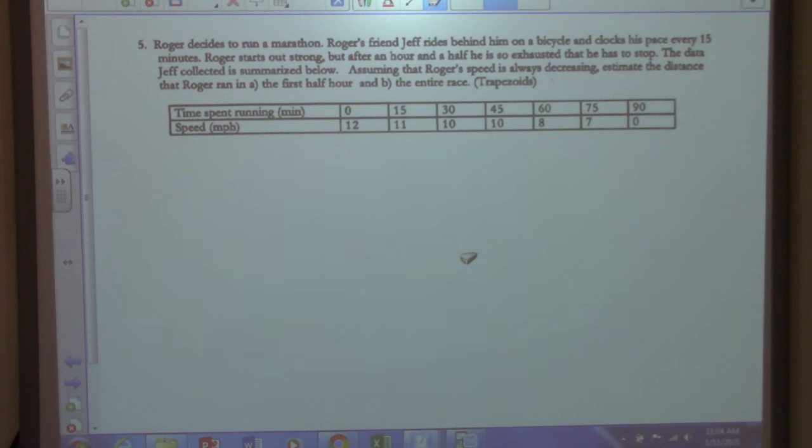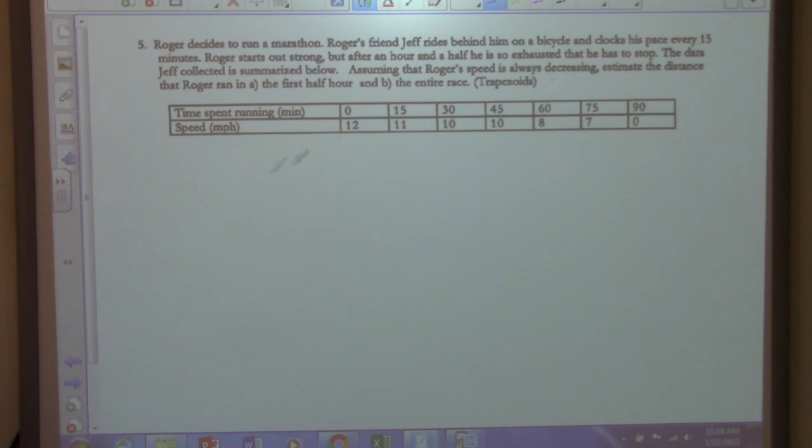All right, number 5. Number 5 introduces the next thing we're looking at, which is called the trapezoidal sum. Assume that Roger's speed is always decreasing. Estimate the distance that Roger ran the first half hour, the entire race. And so I guess I'll do the entire race.